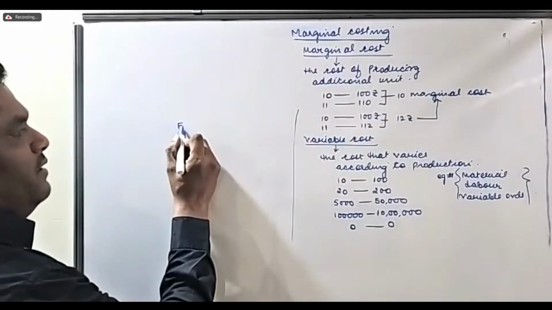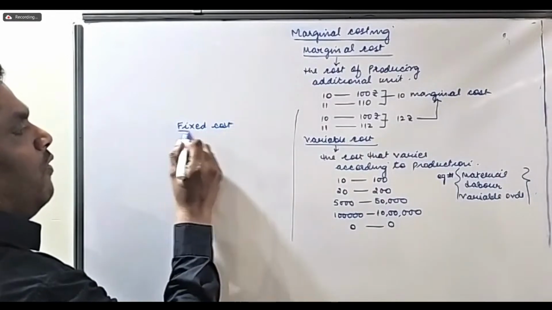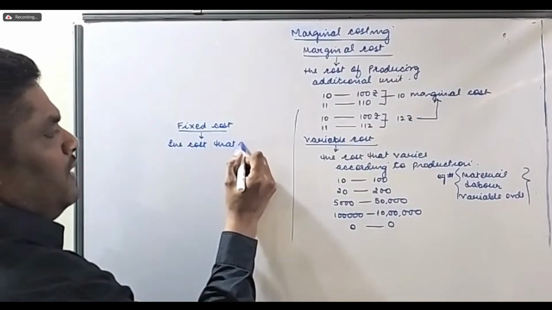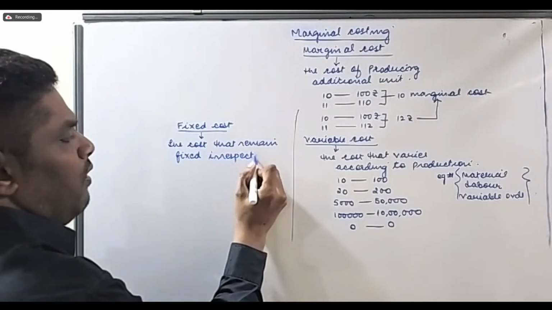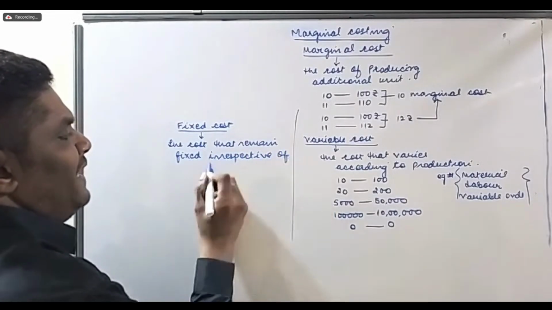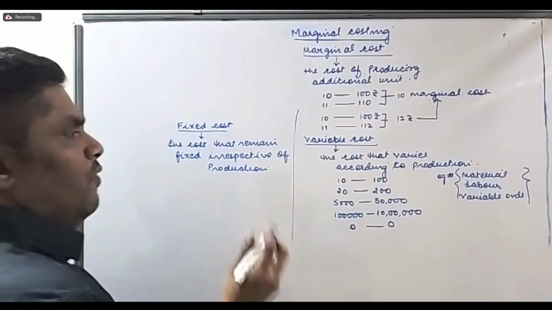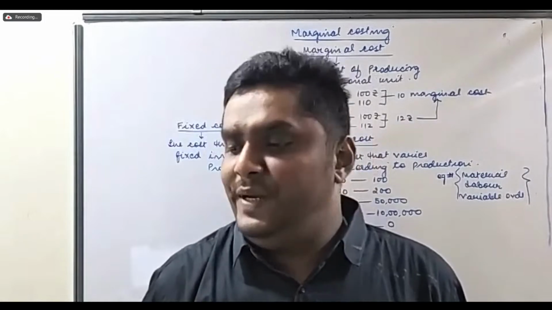Now next is fixed cost. What is fixed cost? The cost that remains fixed irrespective of production.